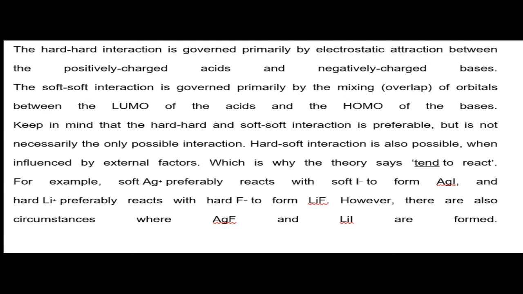Keep in mind that the hard-hard and soft-soft interaction is preferable but is not necessarily the only possible interaction. Hard-soft interaction is also possible when it is influenced by some external factors, which is why the theory says tend to react. For example, soft silver preferably reacts with soft iodide ion to form silver iodide, and hard Li+ preferably reacts with hard fluoride ion to form lithium fluoride. However, there are also some circumstances where silver fluoride and lithium iodide are formed.